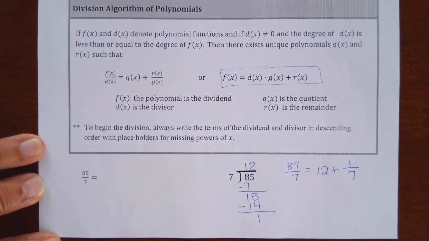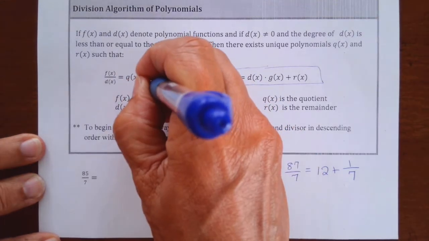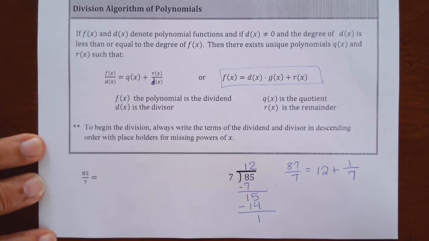Okay, so that should be d of x. All right, a little typo there, so d of x.